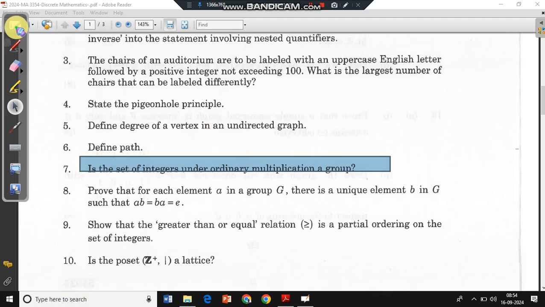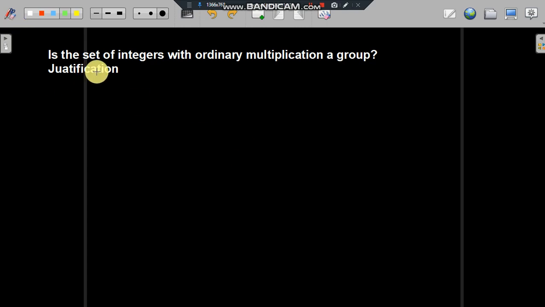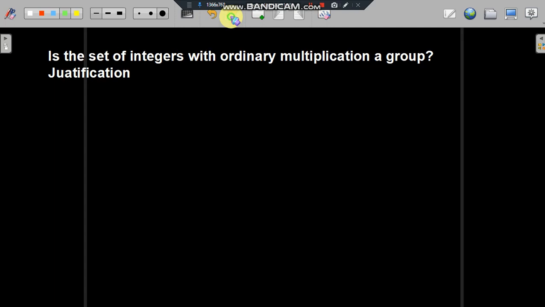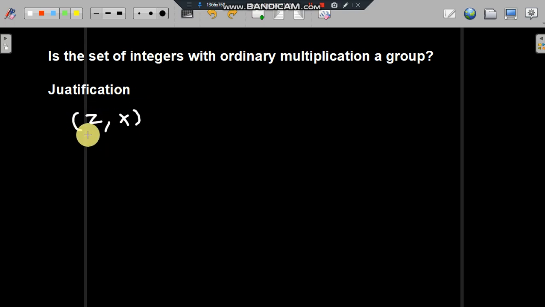Now the question is: is the set of integers with ordinary multiplication a group? So we are going to justify that, whether it is true or false. Now the set of integers with ordinary multiplication is represented like this. Any structure like this, a set with some operation, we call an algebraic structure. Is this a group or not? That is our question.